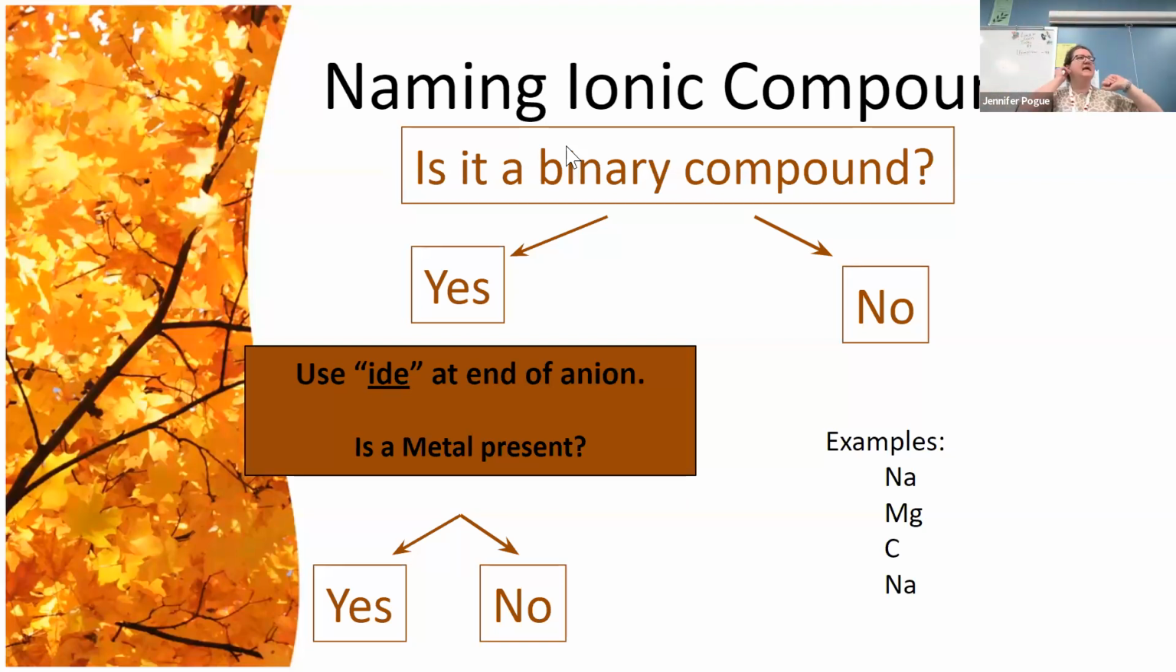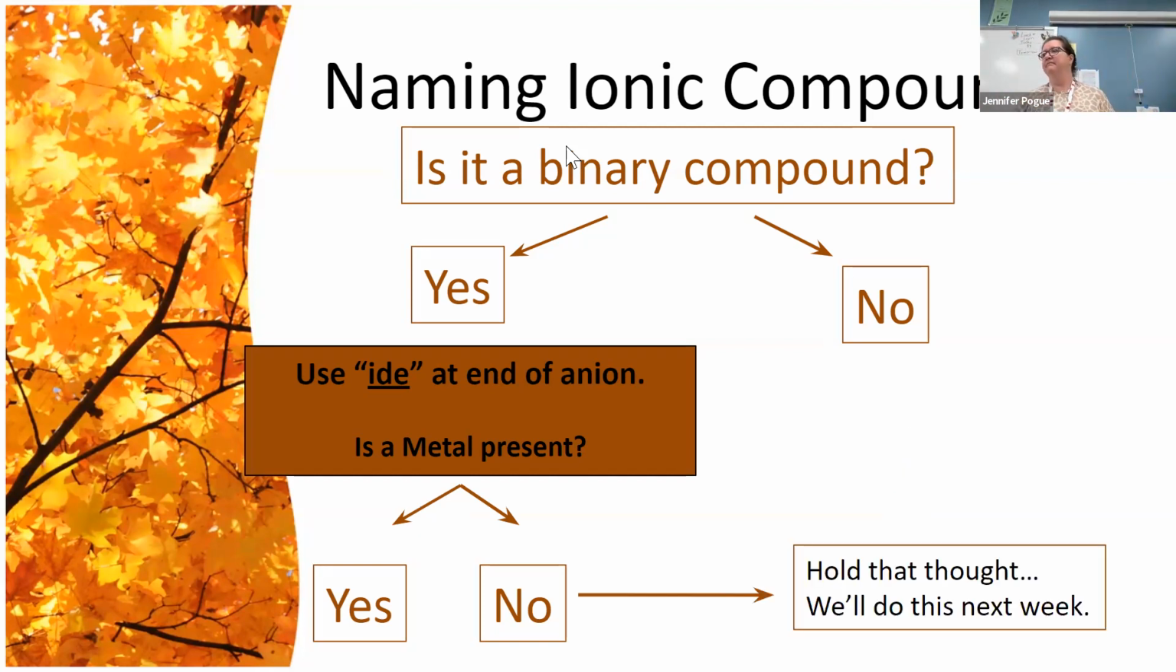So we want to use IDE at the end of the anion. Sorry, I digress. Is a metal present? Yes or no? How do we know we have a metal? Periodic table, right? Based on where it's located. If it's to the left of the staircase, then we have a metal. If a metal is not present, that's covalent compounds. We're going to talk about that next, so we're just going to hold that thought. We're going to chase this yes part.